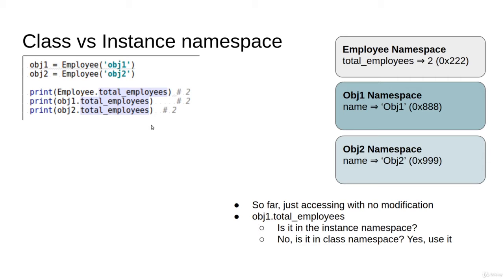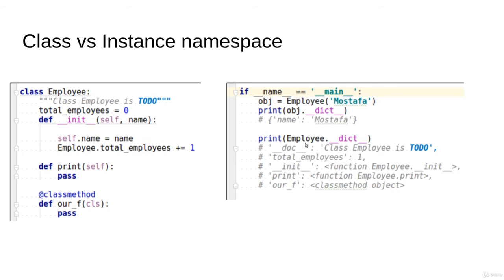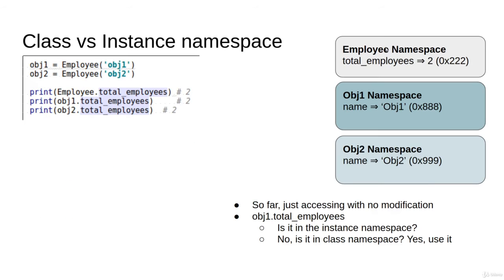Here are the rules. Let's first define the namespaces. The employee namespace has many functions like here, but we care for now about the total employees only. So the employee namespace has a variable total employees with value now 2, which is in this address. Object 1 namespace has an attribute name, which has a value object1 in this address, and object 2 namespace has name with object 2 in this address. Observe here, so far we are just accessing the variable, and we can access a static variable from both a class or an object. But how the object is resolved is as following in 2 steps.